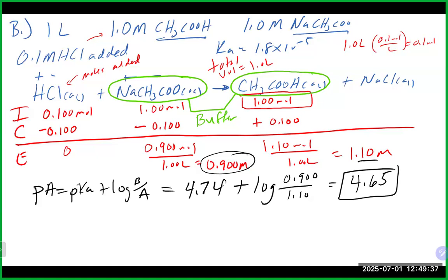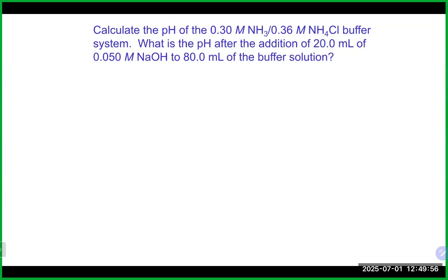So if you add any acid or base to a buffer, it does require one ice table. It does need to be done in moles to begin with, converted back to molarity at the end. Then you could go into the Henderson-Hasselbalch. Again, the purpose of the ice table is to figure out how your buffer changed as a result of adding either the acid or the base to it. All right, so why don't you try one here?